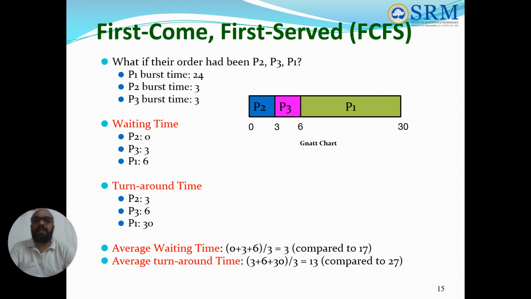When we find the average waiting time of all three processes, it comes to 0 plus 3 plus 6, divided by 3, which is 3. This is far less compared to FCFS with the order P1, P2, P3, where we got 17. The average turnaround time in the same way is 3 plus 6 plus 30, divided by 3, which comes to 13. Compared to 27, this is far less.